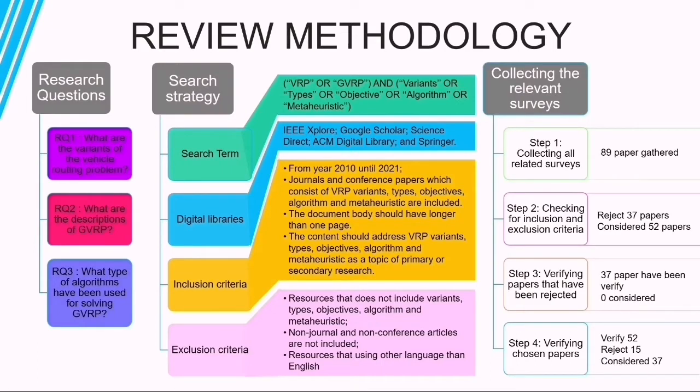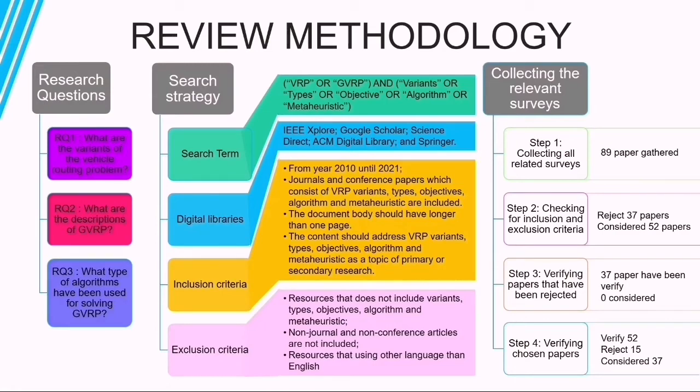The content of the study has been identified by using 4 steps. The first step is collecting all related papers by using the search term and digital library that have been set before. A total of 89 papers were gathered, of which 37 have been rejected while 52 have been considered after checking the papers against the inclusion and exclusion criteria.